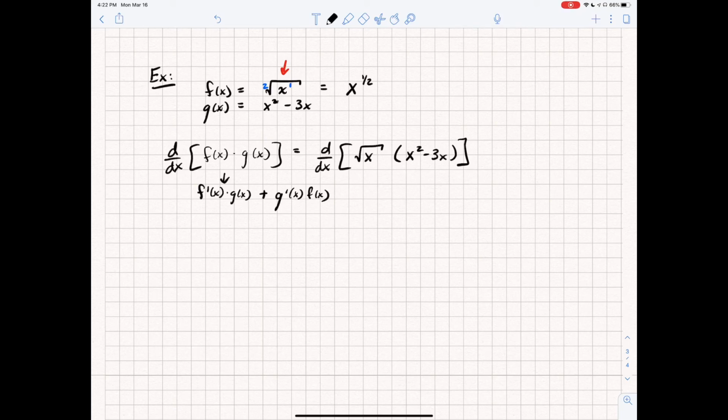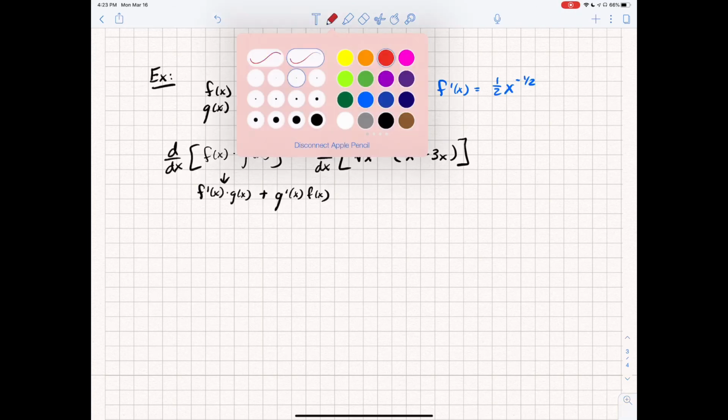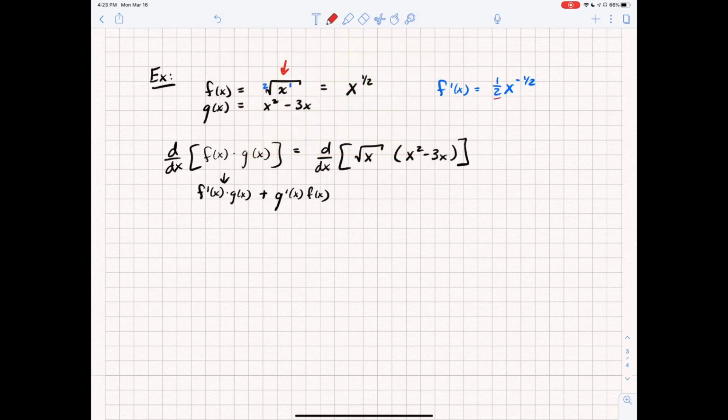All right, well, I could come up here. Well, f prime is equal to 1/2 x to the negative 1/2. Again, incorporating my power rule, 1/2 comes to the front, and then I subtract 1, which you'll see is negative 1/2. My g prime is just two power rules. Derivative of x squared is 2x. 2 comes down, subtract 1, minus 3x is just minus 3.